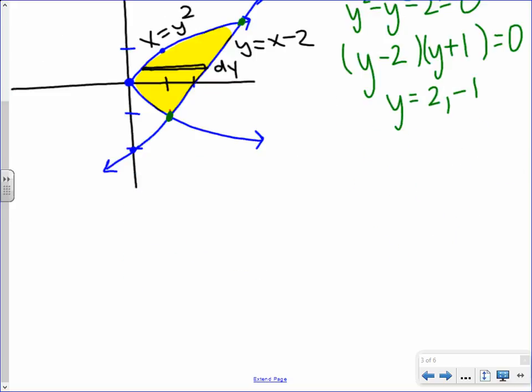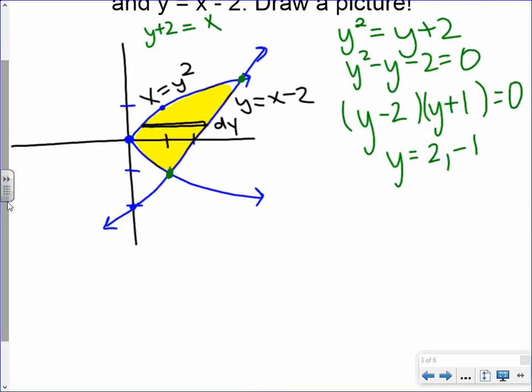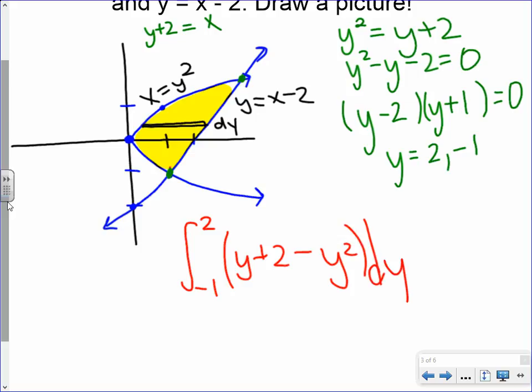So to set up our integral representing the area, we're going to go from negative 1 to 2 of our very right function, y plus 2, minus our very left function, y squared, dy. Now it is very important that you write that dx or dy so we know what variable you are integrating with respect to. If it's not there, you don't get full credit for your integral.